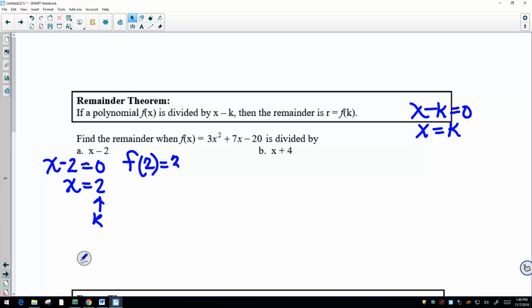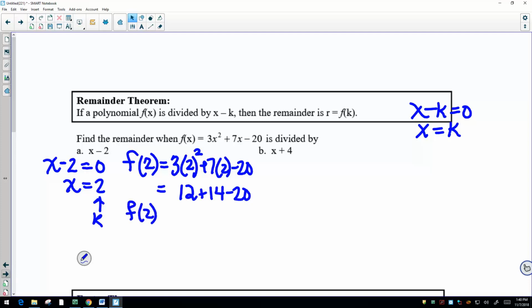So anywhere I see an x, we plug in a 2. And we are going to simplify. So if we simplify this, so 2 squared is 4. 4 times 3, we're going to have 12. This is 14 minus 20. So that means our function evaluated at 2 is 6. So now we have to think, what does this mean? Well, this 6, this is saying this is the remainder. We have a remainder of 6 if we were to divide our function f of x by x minus 2.